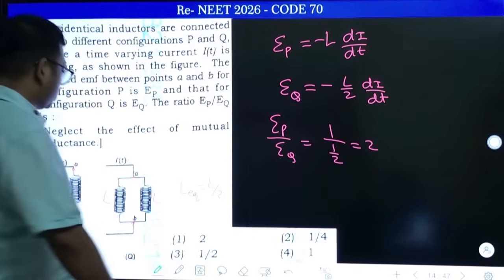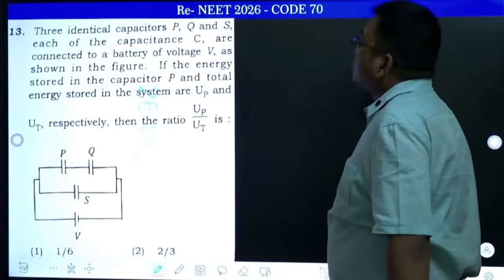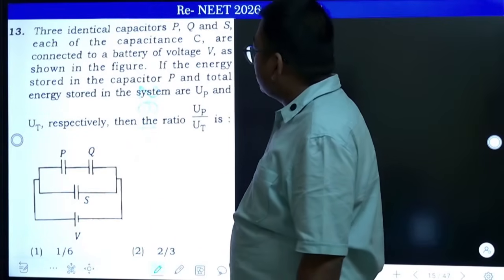So the answer will be just 2, first option. Fine, let's move next. Three identical capacitors P, Q and S, each of capacitance C, are connected like this.